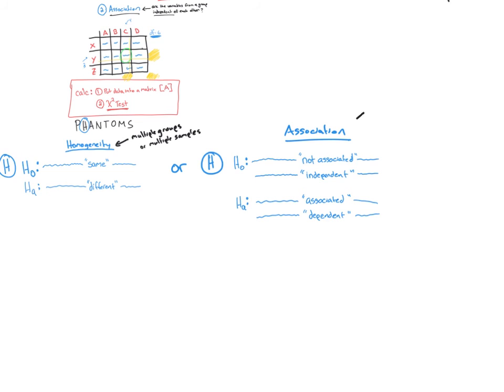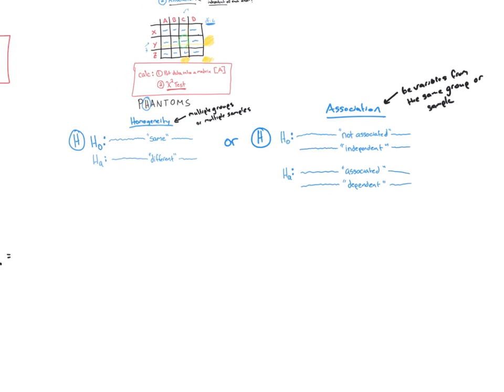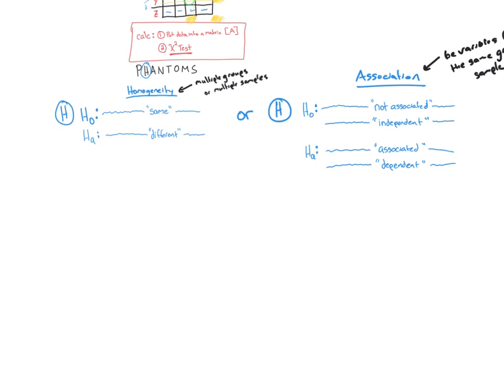Where association, if you need a little side check there, it's going to be variables from the same group or sample. So it's going to just be one giant sample. We went and sampled 100 students from Lake Ridge. It'll be variables from the same group or sample. That's kind of a side check. Do we need to do the side check? No. If they use the word in there, then use the word back at them. That would get you the hypotheses there.